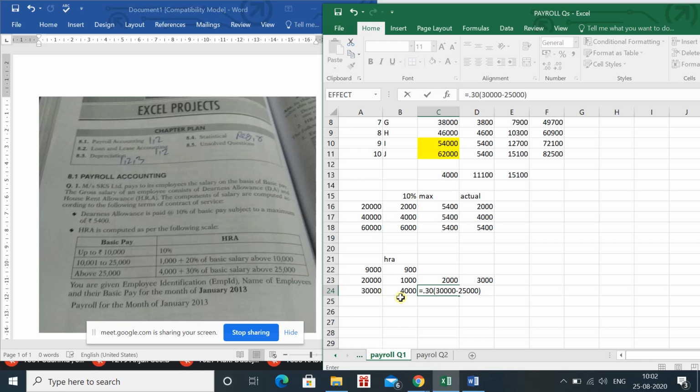So the amount in excess of 25,000 will be calculated, and 30% of that will be given to the employee plus 4,000. So if your basic salary is 30,000, then you will check what is the salary which is in excess of 25,000. So that will be the 5,000, and 30% of 5,000 plus 4,000 will be given to the employee as HRA.